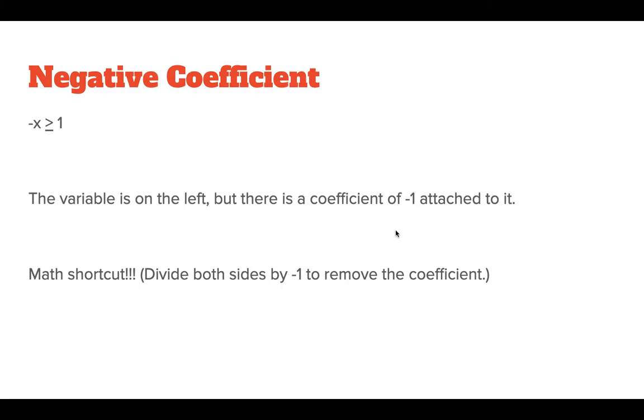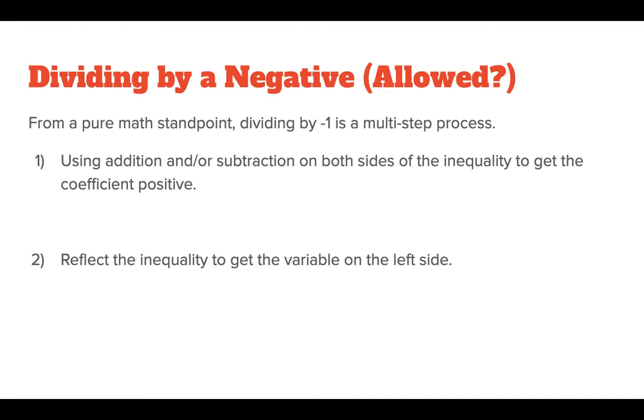Now we get to our third kind of condition. What if there's a negative in front of my exponent? It's on the left side like it's supposed to be, but I can't accept that negative being there. So we're going to use a math shortcut. We're going to divide both sides by -1 to remove that coefficient. We did that when it was an equation, and it was great. But I want to show you from the pure math sense what dividing by a negative really is.